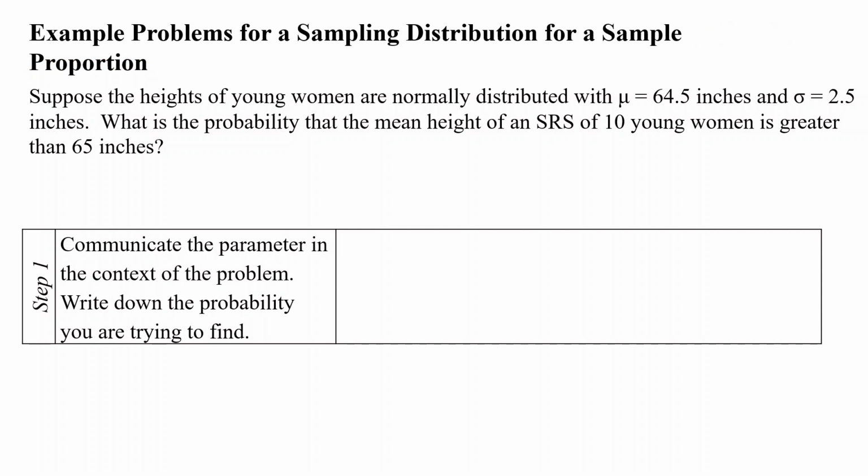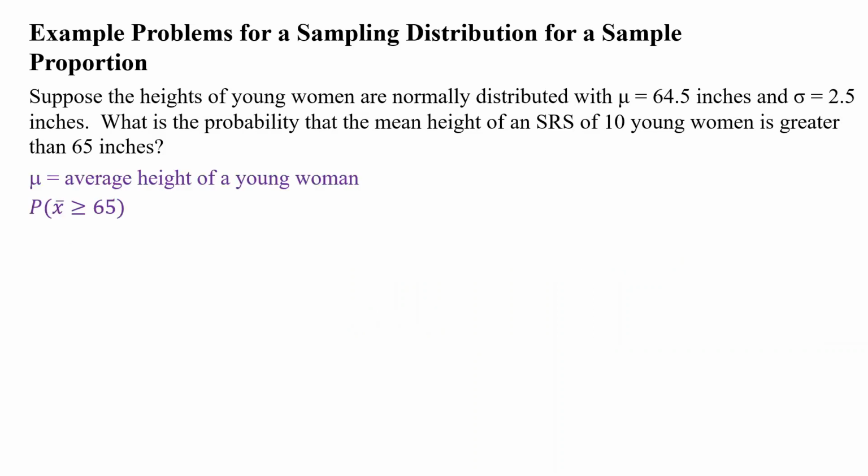So step 1, we always want to communicate. So we communicate the parameter in the context of the problem, and then we write down the probability we are trying to find. So the parameter in context of our problem, mu is going to be the average height of a young woman. And then what we are trying to find, that's supposed to be X bar there. It's a little tough to see. But what we are trying to find is the probability that our sample mean is greater than or equal to 65. Okay, so specifically our sample mean there. So that's step 1. We want to communicate.